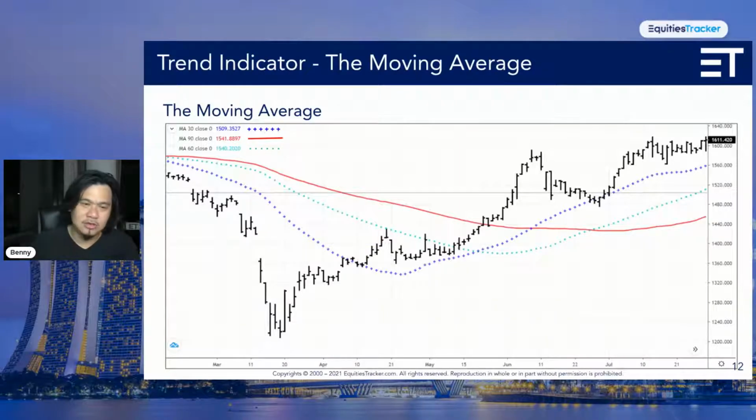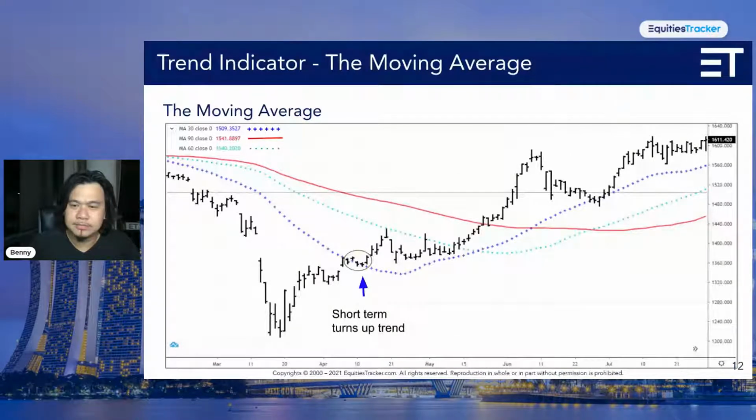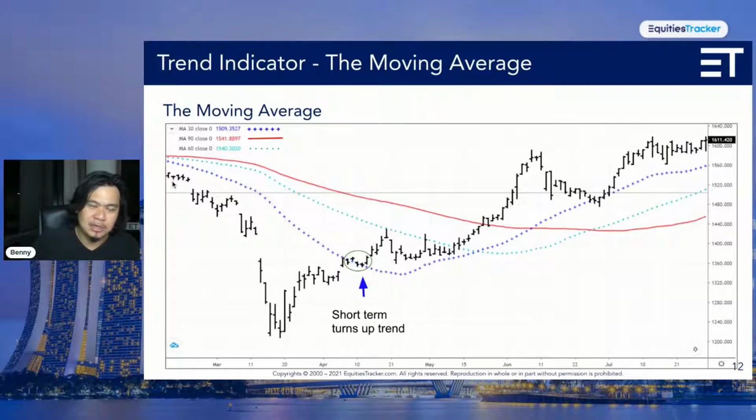So if you look at the period on the left hand side, you look at the price is below all the averages. It's below the 30-day, below the 90-day, below the 60-day moving average. That means it is a bearish trend, in both short to long term, right? So the price keeps on getting lower and lower. As long as it stays below the moving average, then the trend is still bearish.